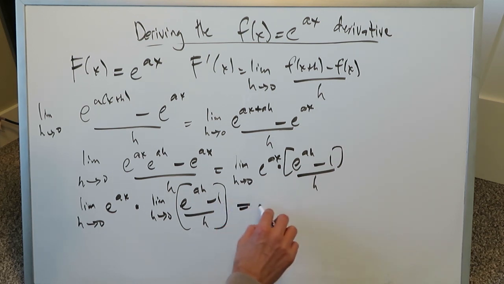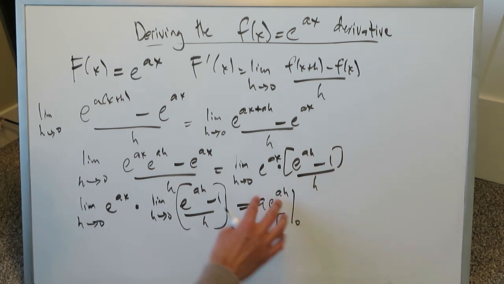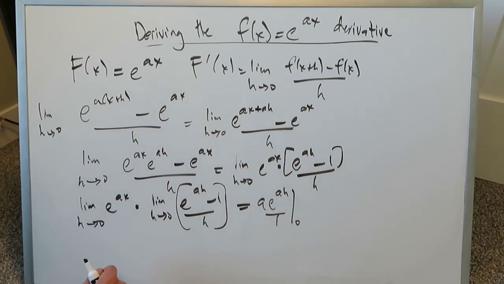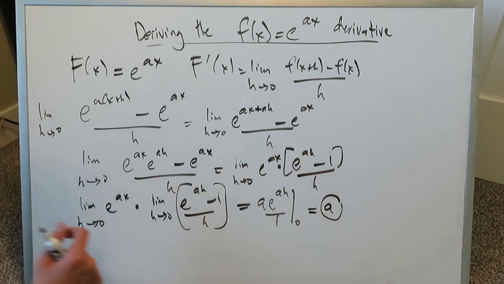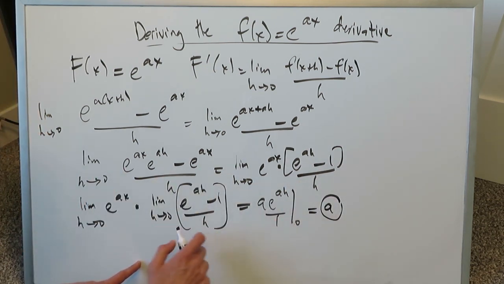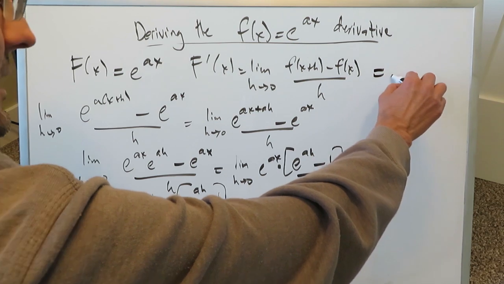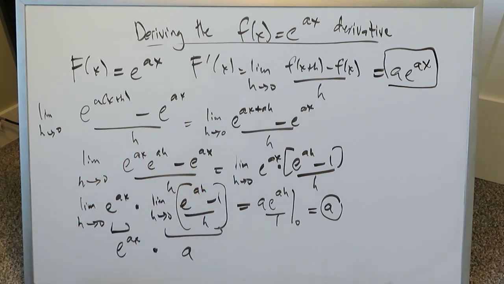If you were to do that, you would get a e to the ah over 1, and you could literally plug in 0. And how did I get this? From that natural log procedure I just showed you prior to doing this. That's exactly what we got using the natural log procedure. That's why I told you to keep that in your mind. When you plug 0 in place of the h, you end up with just an a. And from the limit as h approaches 0 of e to the ax, I'm getting e to the ax. When I multiply these two, we get a e to the ax, which is the derivative of e to the ax.